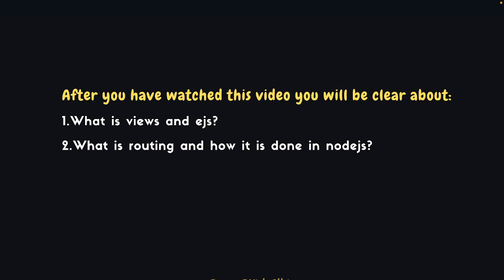Now let's learn about routing and how it is done in Node.js. Firstly, let's know what is routing. Routing is something that we have practically implemented countless times, because routing means when you search for something on a browser, by typing a URL or by writing something, then you will be routed to a certain web page or to a certain website.